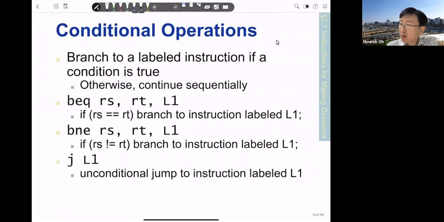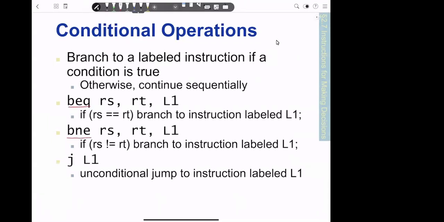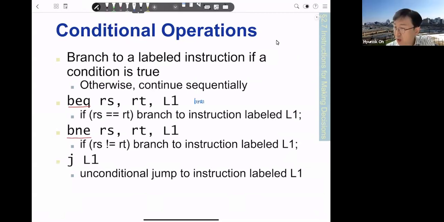In MIPS, there are two conditional operations which are branch equal and branch not equal. Okay, so these are branch equal and branch not equal.